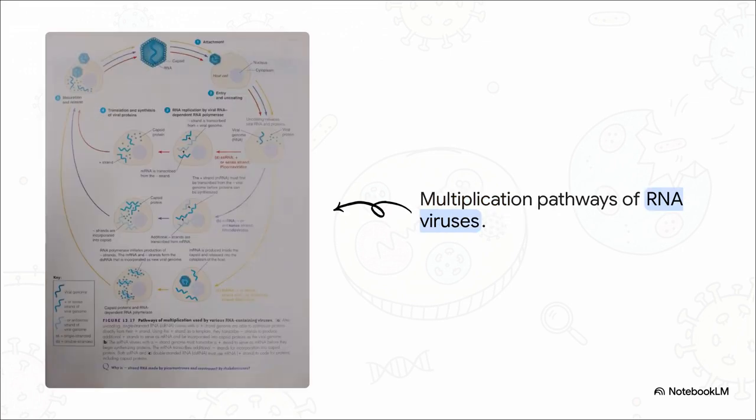RNA viruses, however, play by slightly different rules. Because they use RNA instead of DNA, they often skip the nucleus entirely and multiply right within the host's cytoplasm. To pull this off, they bring or create a highly specialized tool, a viral RNA-dependent RNA polymerase. This allows them to rapidly synthesize their own proteins right on the main floor of the cellular factory.